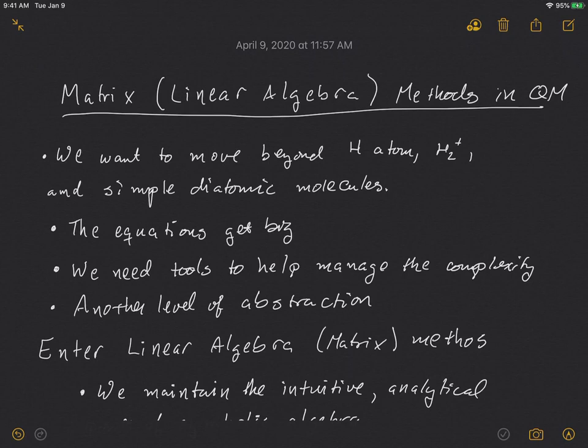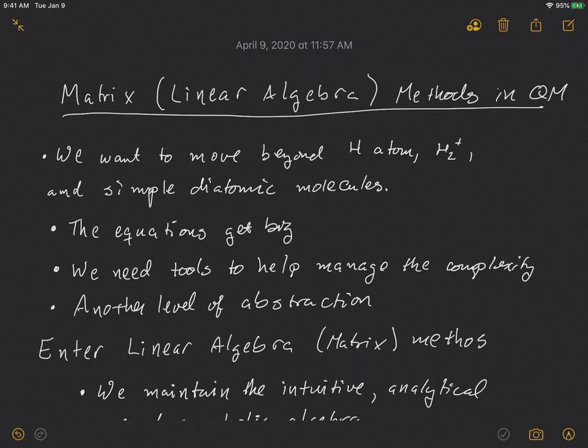However, as we move to these systems, there's a lot of moving parts, and so the equations can get rather large. And so we need to develop some tools to help manage this additional complexity, and we're going to develop essentially another level of abstraction, another way of representing the various mathematical operations that represent the behavior of particles in our system and their properties.